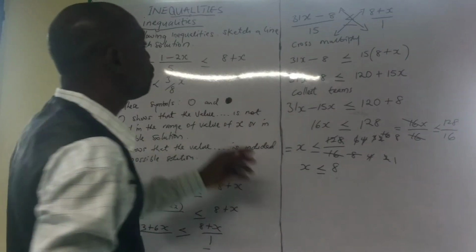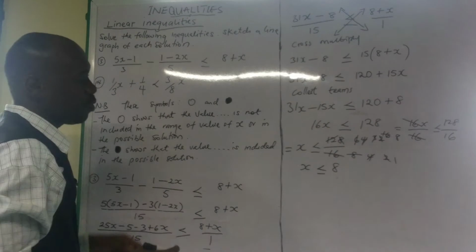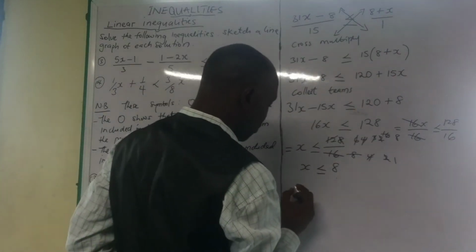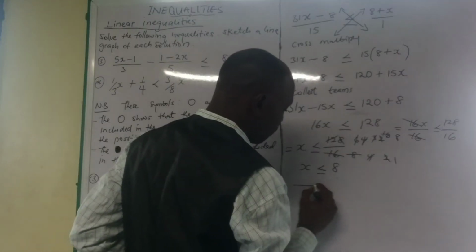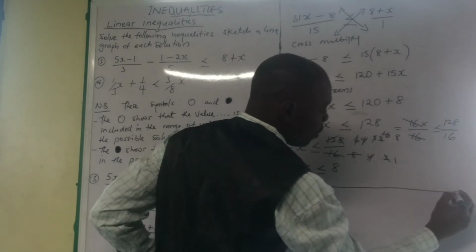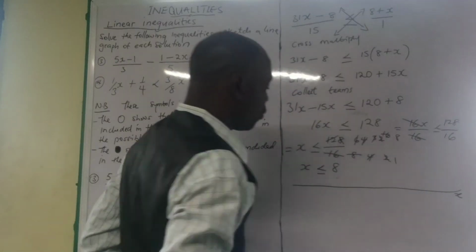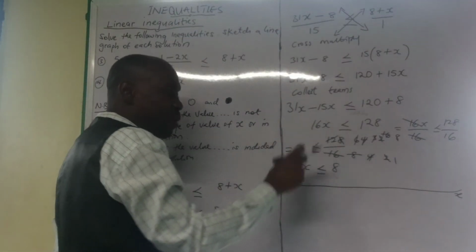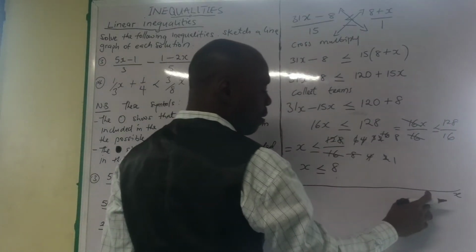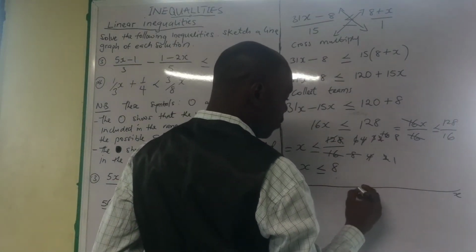So let's now input the sketch line graph that we talked about. We'll just get our straight line. Let's put our x here. So far, this one is less than or equal to 8, so it will be around here. Let's assume our 0 is here.